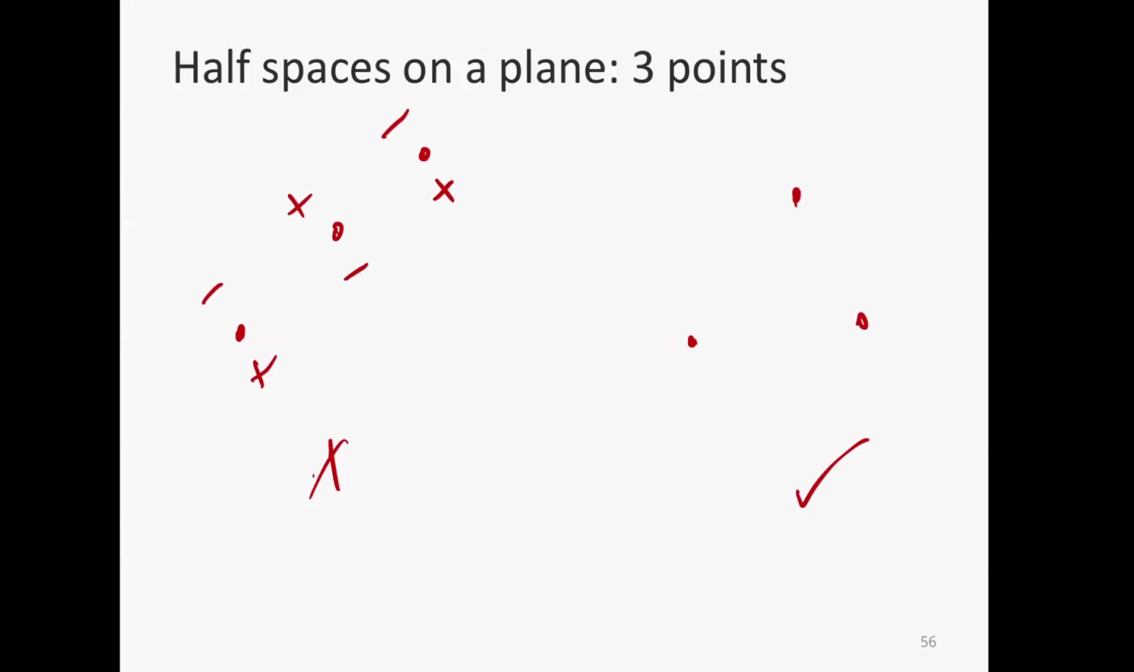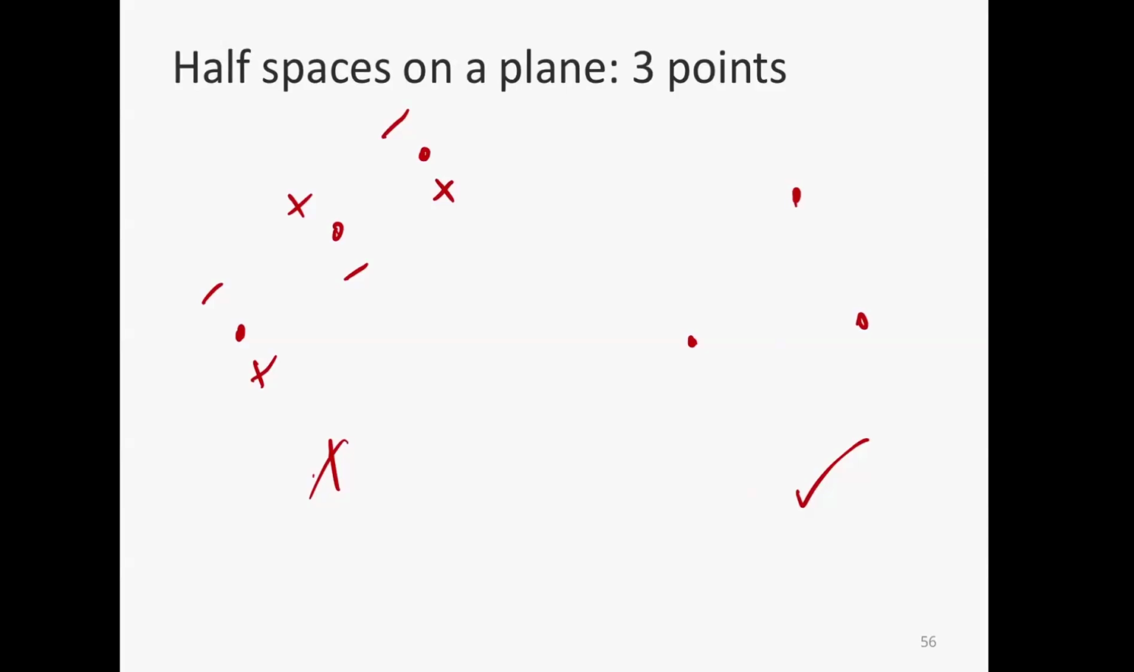There's a question on Zoom. Should shattering be applied to all labelings but not all configurations? That's right. The definition of shattering assumes you're given a set of points and a set of functions, and you're asking whether the set of functions can shatter those specific set of points. So shattering is a property of a collection of points and a collection of functions.